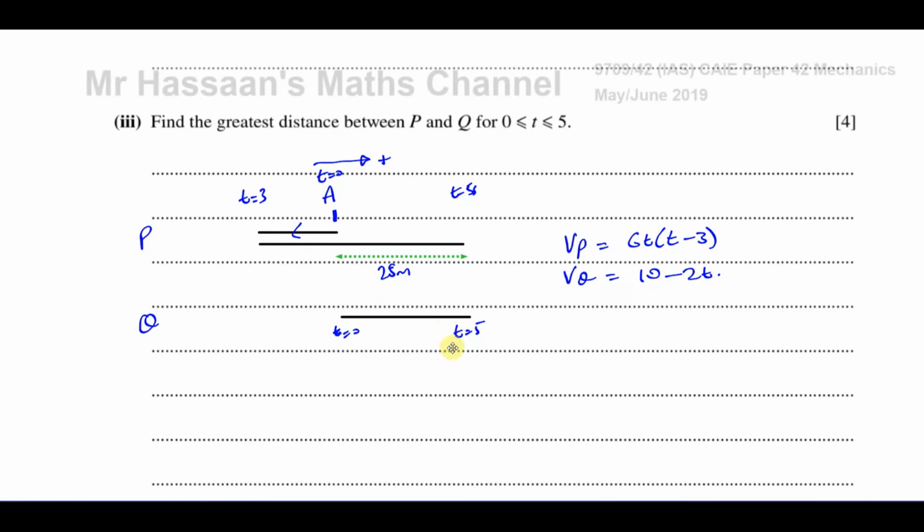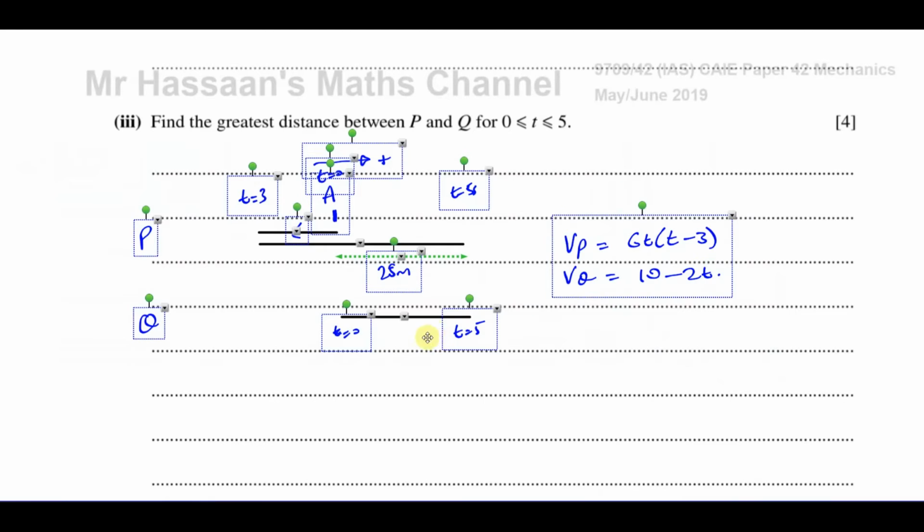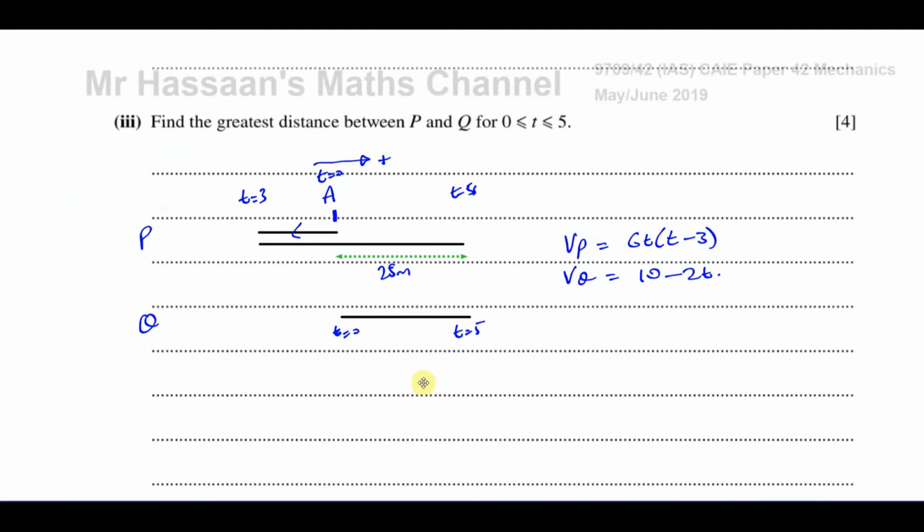Now we've got to find the greatest distance between them during those 5 seconds. It says the word distance, but the greatest distance between them would be basically the magnitude of their displacement. We're going to find the greatest magnitude of displacement between these two, the displacement when they're furthest apart from each other. That's what we need to find in this question.